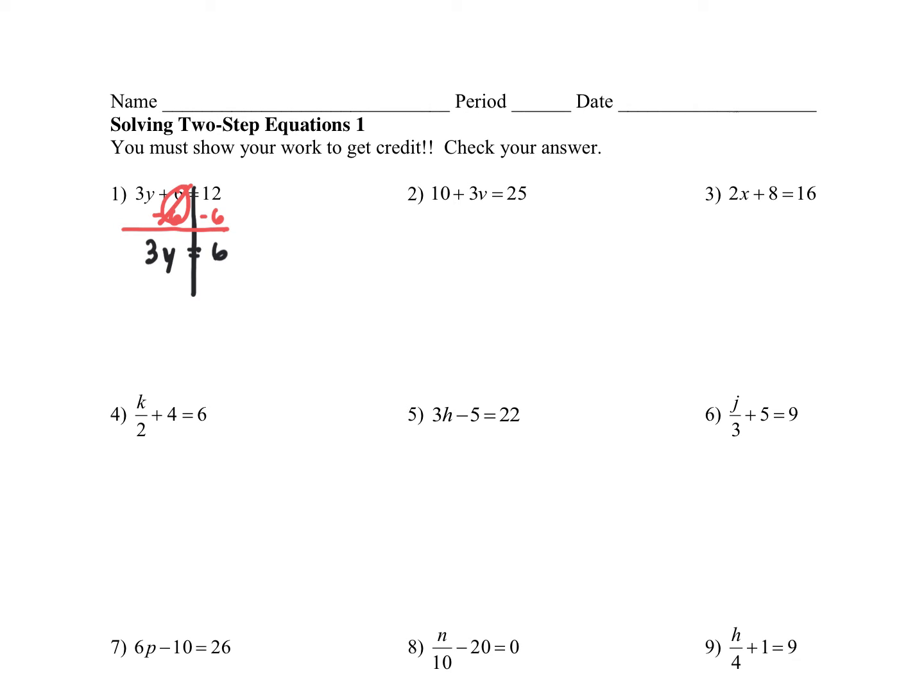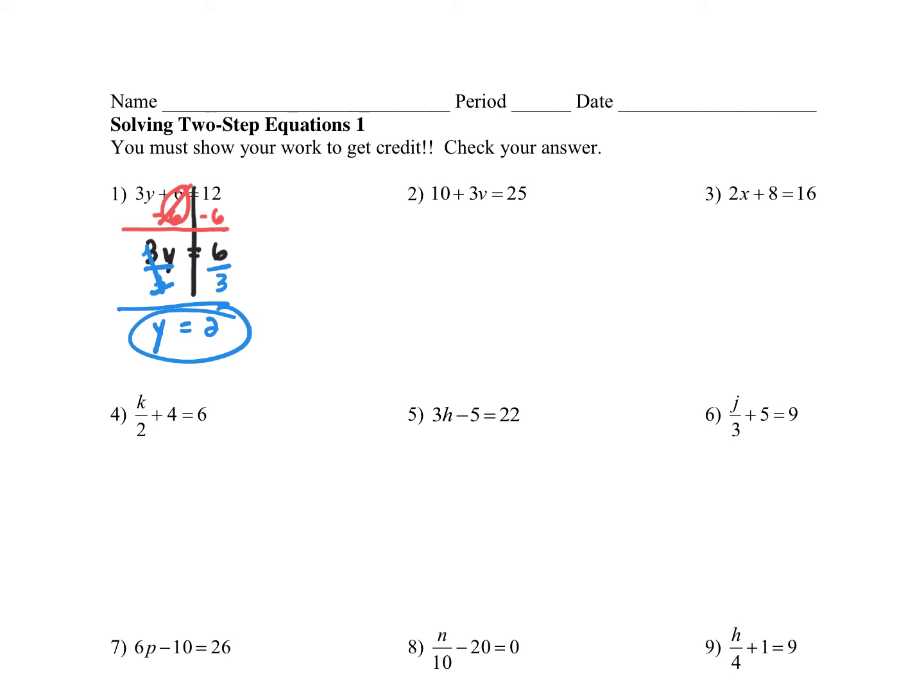Our second step is to eliminate the 3 mathematically. And I can see that 3 and y are side by side, which means it's being multiplied, so we do the opposite, which is dividing. So we're going to divide by 3. This makes 1, so we can just cross it out. And what's left over is y on this side, and on the other side I have 2.